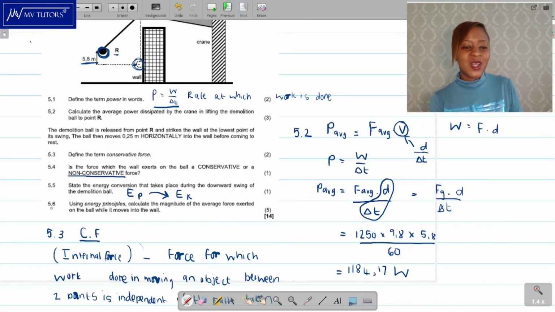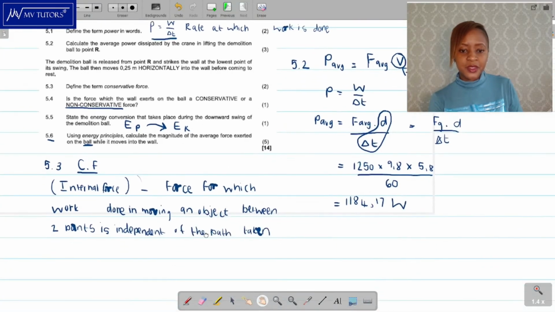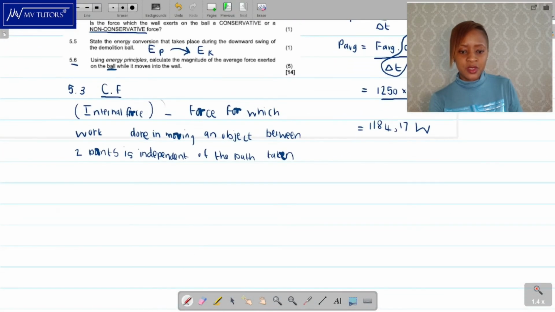And then the last question, 5.6: using energy principles, calculate the magnitude of the average force exerted on the ball while it moves into the wall. We already discovered from the previous question that we have a non-conservative force. Do you remember the equation for non-conservative forces?